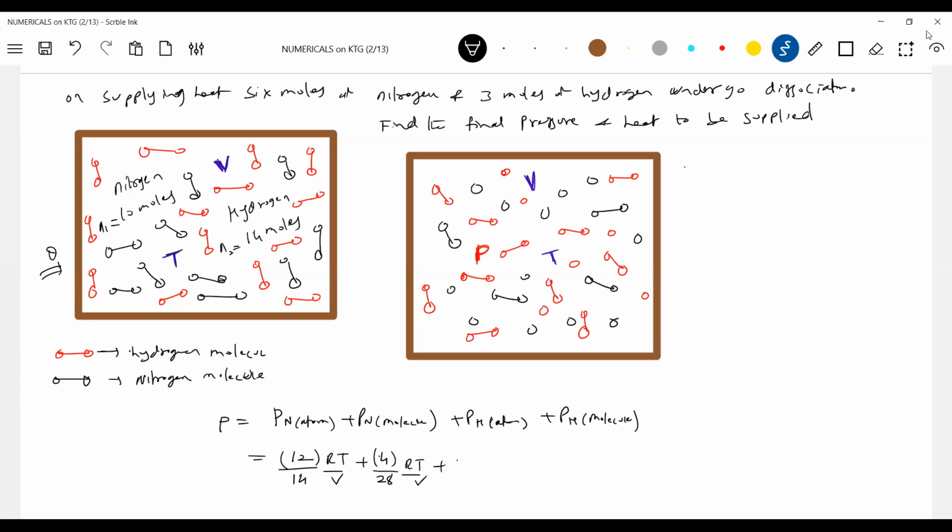Hydrogen atom: 6, 6. Now what should be the molecular mass of hydrogen atom? Atom is 1. Hydrogen atom will be 1. This will be 11 by 2. Okay, finished. Able to make it out?